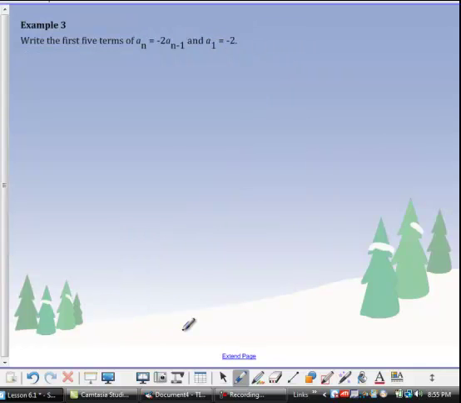Okay, write the first 5 terms of this. Whoa, what is this? A sub n is negative 2a sub n minus 1? Huh? And a sub 1 equals negative 2? Well, here's a big clue right here. Okay, I want to set my mind straight here. So I got to find the first 5 terms.